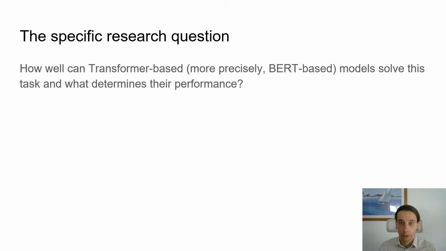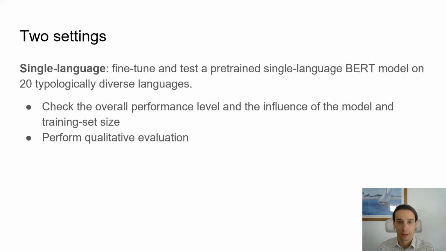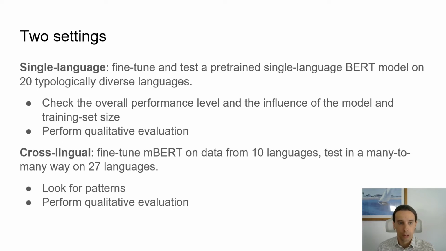In this work, we study how well BERT-based models can solve this task and what factors influence their performance. We explore two settings. In the single language setting, we take pre-trained models from different languages and fine-tune them on the task of subordinate clause detection in the same language. And then we check the performance. We see how the size of the training set and the size of the model influence the performance, and also look at particular grammatical constructions that may influence the performance. In the cross-lingual setting, we repeatedly fine-tune multilingual BERT on data from 10 different languages, and we apply each model to test sets in 27 different languages. And in this setting, we look for patterns that emerge in this cross-lingual comparison, and also we do qualitative evaluation to look at which kind of constructions across languages influence zero-shot performance.